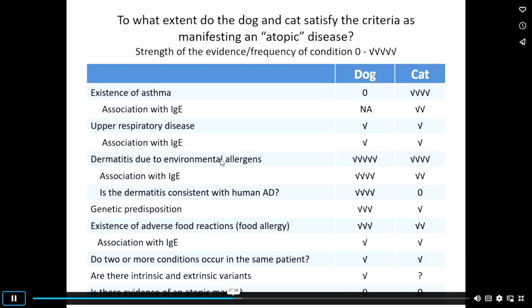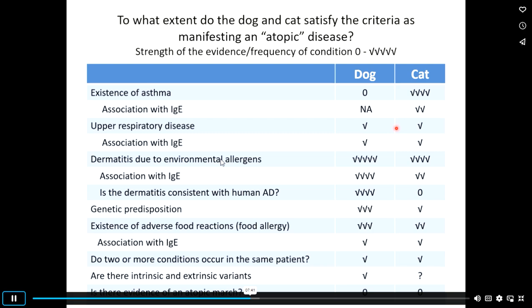So in this chart, we ask the question, to what extent do the dog and cat satisfy the criteria as manifesting an atopic disease? And the strength of the evidence and the frequency of the condition is indicated by the number of ticks in the relevant box. So if we look at asthma, certainly the cat develops asthma, as we've already mentioned. The dog does not develop asthma. And in the cat, there is certainly some evidence of the association with IgE antibody.